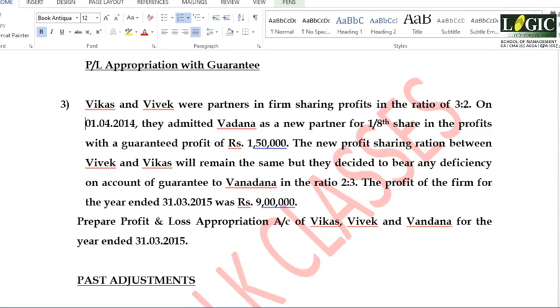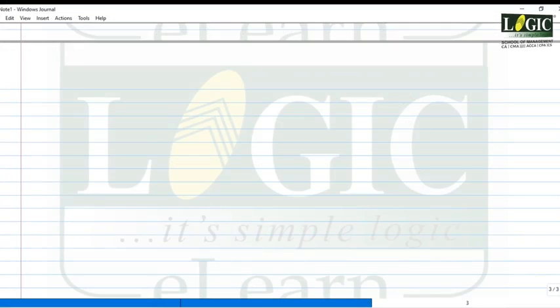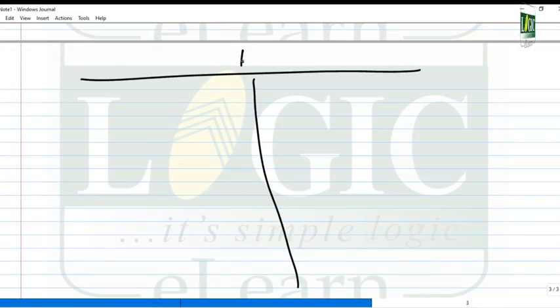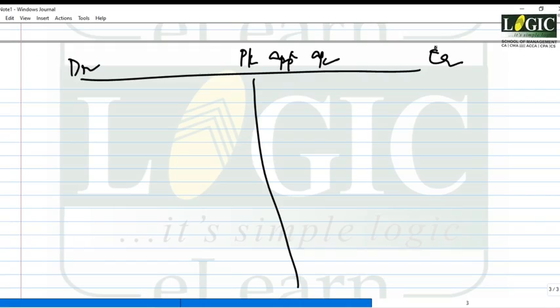The profit of the firm for the year ended 31st March 2015 was 9 lakh rupees. Prepare profit or loss appropriation account of Vikas, Vivek and Vandana for the year ended 31st March 2015. So how to? The format remains the same. What is that? It is an extension of profit or loss account. So profit or loss appropriation account. Left hand side debit side, right hand side credit side.